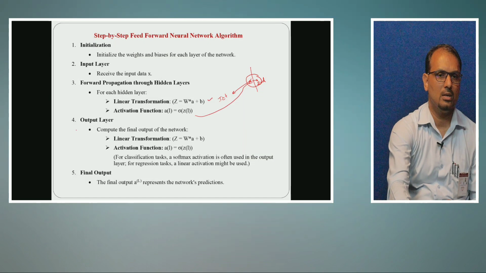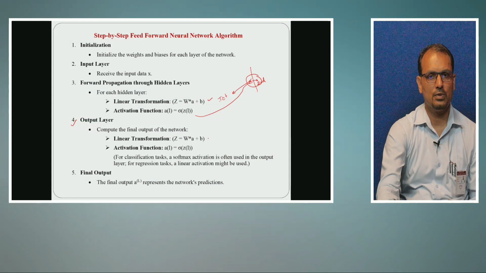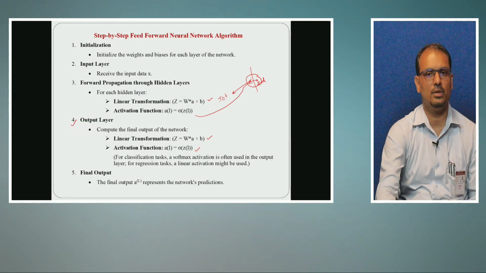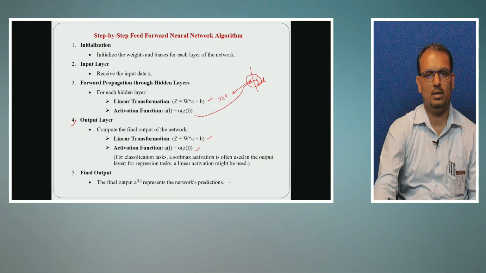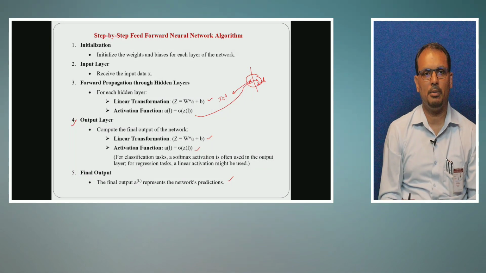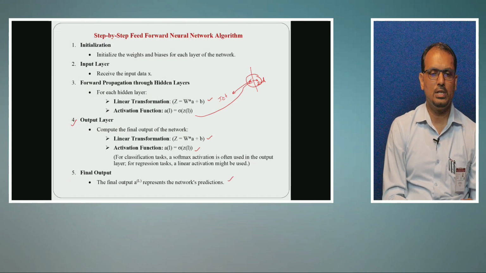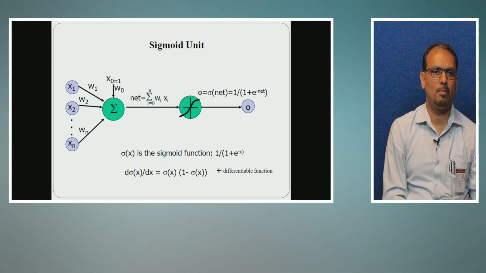And the same thing applies to the output layer. In the output layer also we apply the linear transformation and the activation function, and finally you will get the output there. These are the mathematical equations or functions I mentioned. Now we will apply all these functions in the numerical.